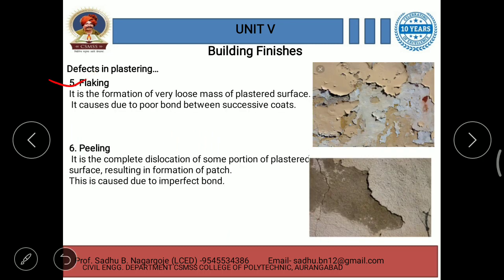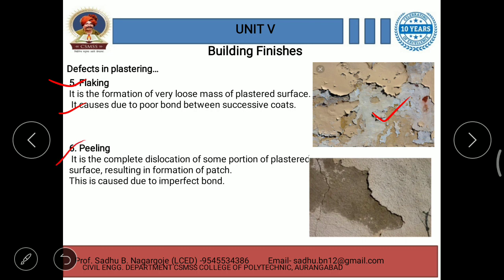Then next one is flaking. It is the formation of very loose mass of plastered surface, that is called flaking, and it is caused due to poor bond between successive coats. That is the reason for flaking.